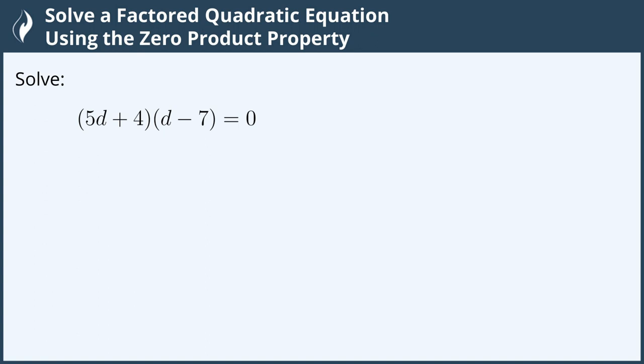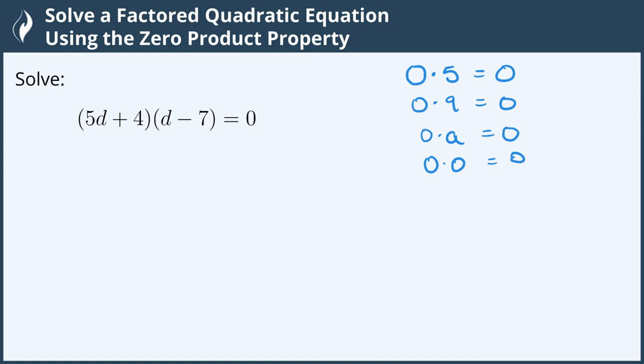Before we go further, let's just talk about the zero product property. The zero product property says anything times 0 equals 0. 0 times 5 will equal 0. 0 times 9 equals 0. 0 times a equals 0. 0 times 0 equals 0.